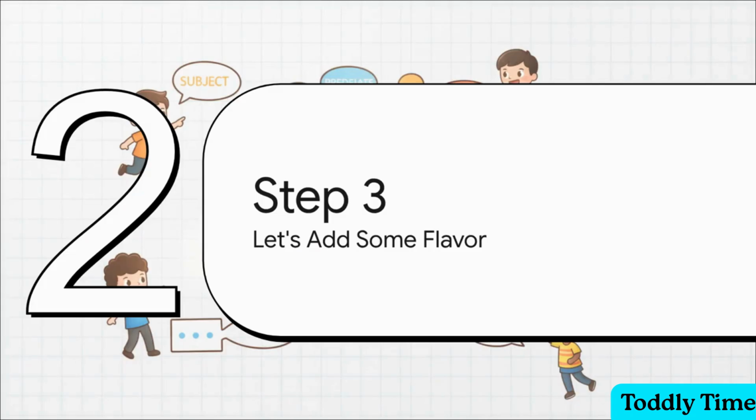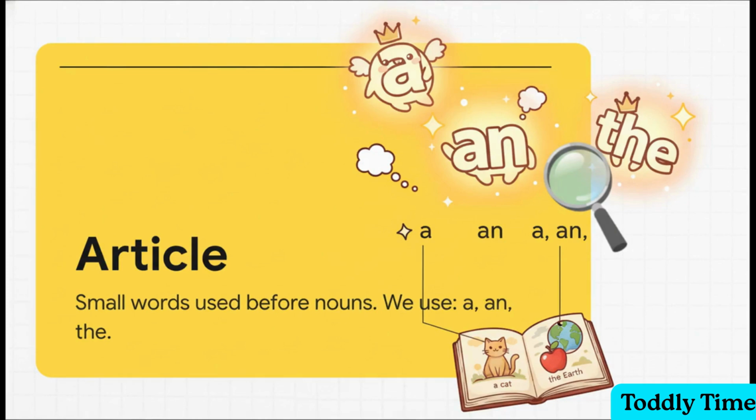Okay, our sentence is pretty good, but you know what? I think we can make it even better. Let's add some flavor. Think of these next words like colorful sprinkles you put on top of ice cream. They just make everything a little more fun and interesting. First up, we have articles. Now, these are teeny tiny but very important words that come right before a noun. The three articles we use all the time are a, an, and the. They just help introduce our noun.